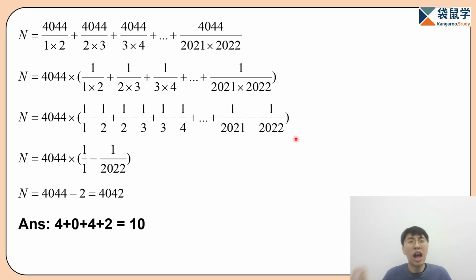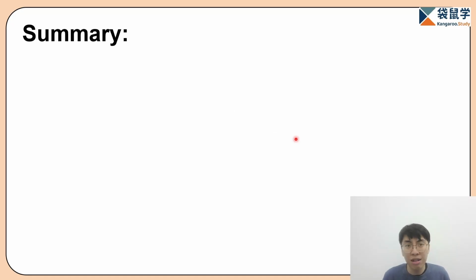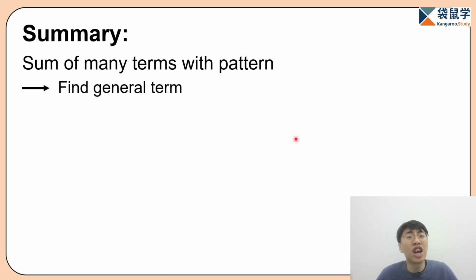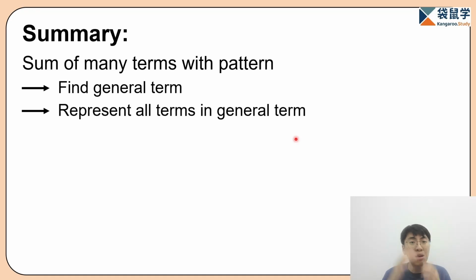So now, what have we learned from this question then? Well, the first thing, of course, what do we need to do when we're dealing with this question? We try to find the nth term, right? If there are many terms with a pattern, we find the general term. And once we have found the general term, what do we do next? We realize that we represent all of the terms in terms of the general term. Be it the first one, the middle one, or the last one, we change them all into the general term.